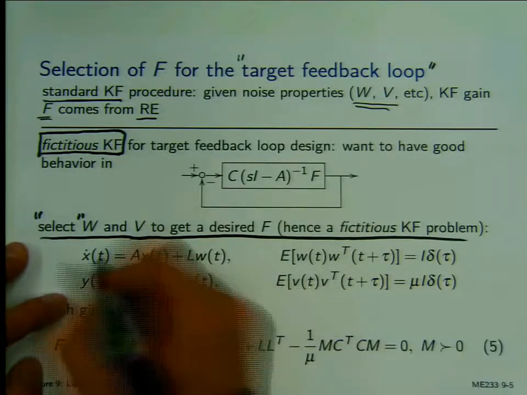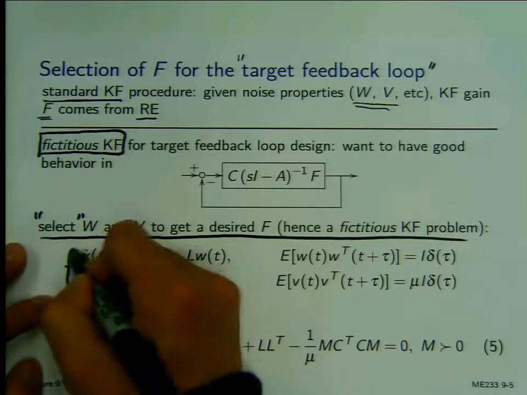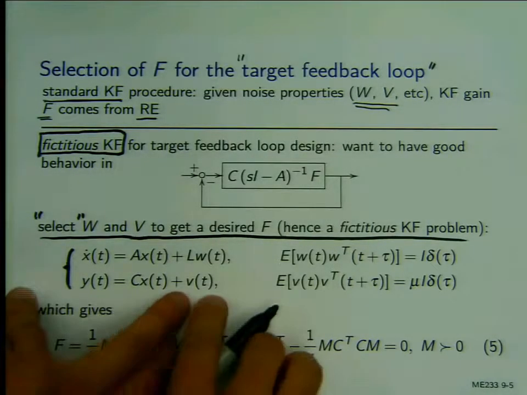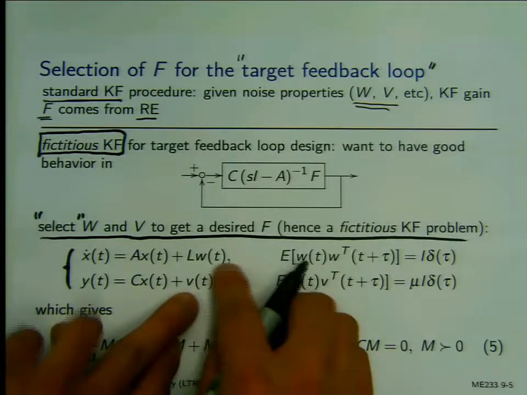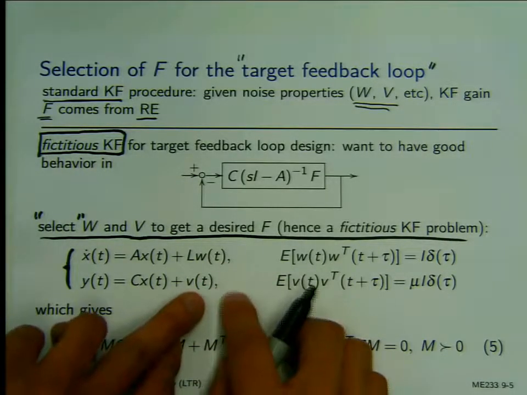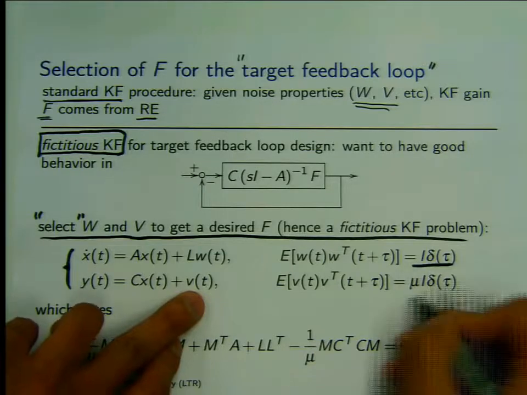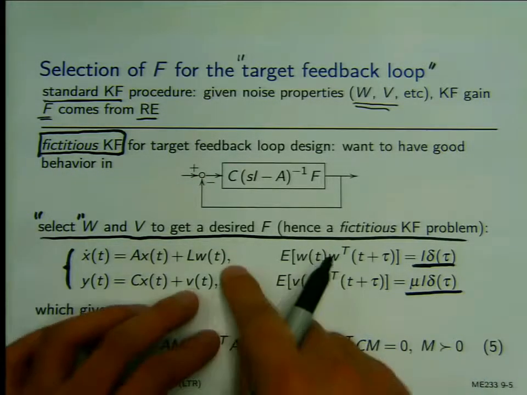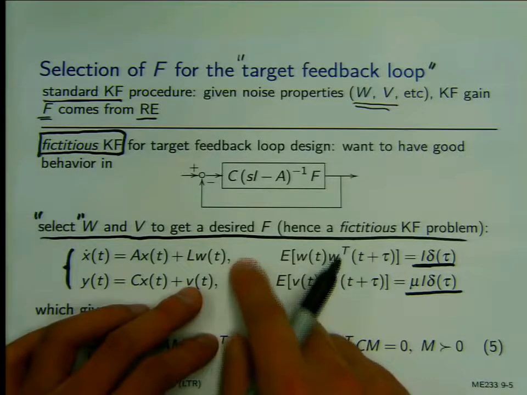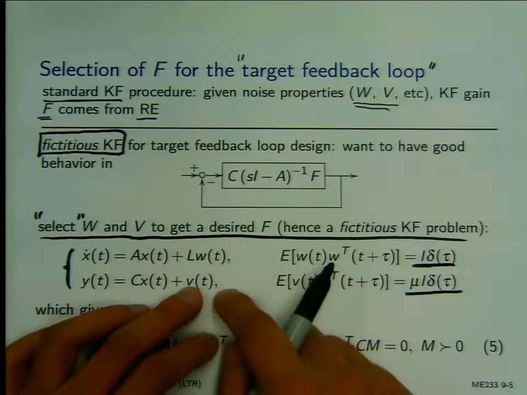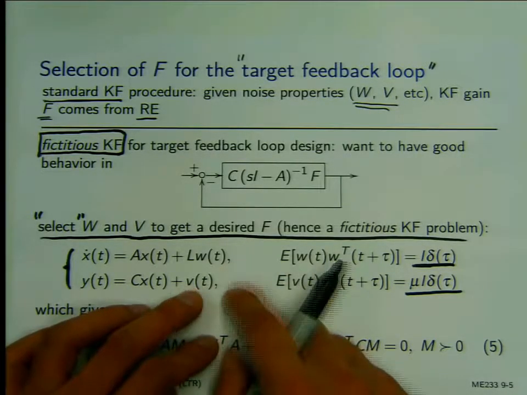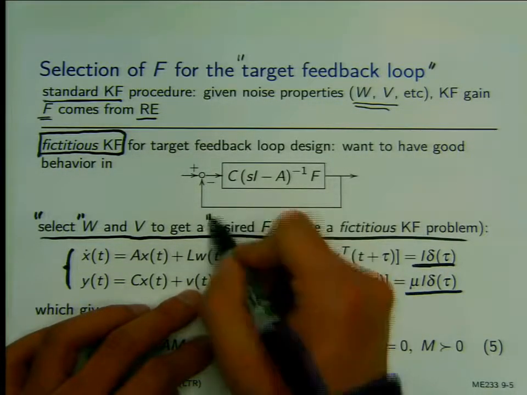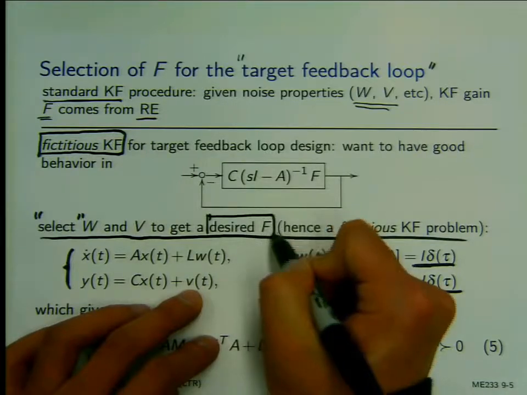By that, I mean if this is the system in the Kalman filter, we can choose the properties of W and V here. So as a convenient procedure, we can choose the fictitious noise. Now they are all fictitious noises. These are not noises going into the plant, but fictitious noises for us to obtain a desired F. So keep that in mind.